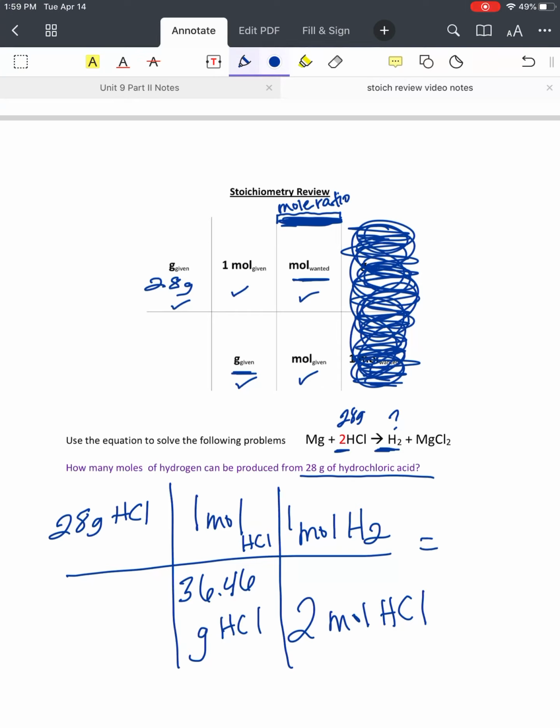So when I type that in my calculator, multiply the top, divide by the bottom, I end up with 0.3838 moles of H2. So that's my answer.